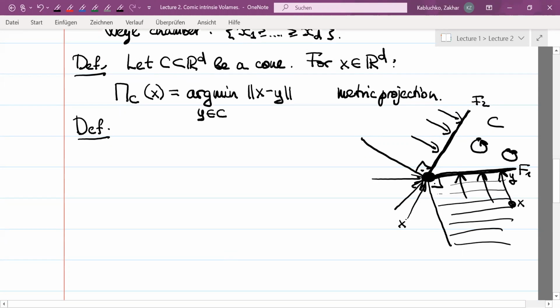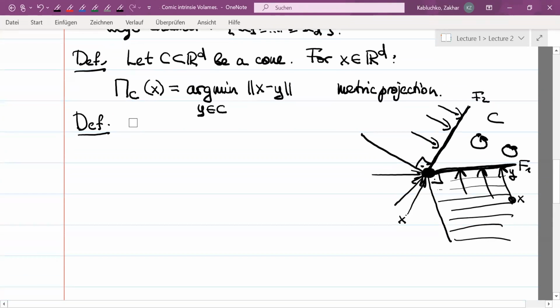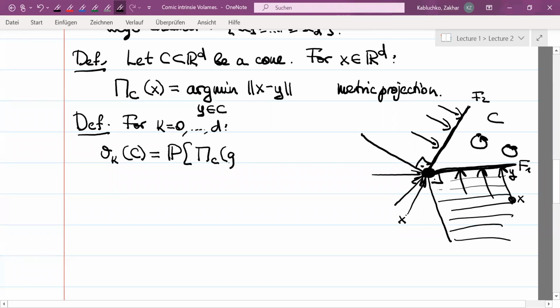And now the conic intrinsic volumes are defined as follows. So for k equals 0 and so on to d, the kth intrinsic volume of C is the probability that the metric projection of a Gaussian random point in Rd is in the relative interior of some k-dimensional face of C.